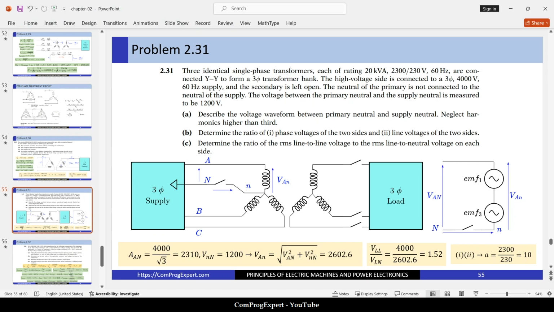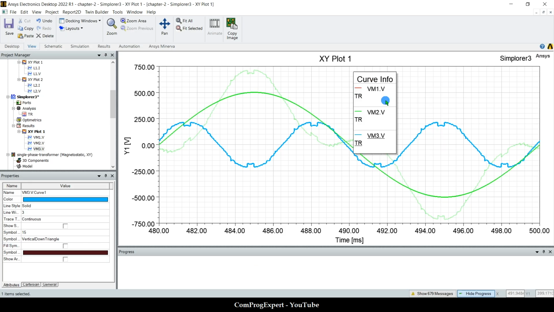So it is given here. What is the value of the voltage here, VAN? For this voltage, we can use the Parseval identity. That is equal to this one. VAN squared is VAN squared plus VNN squared. We have this, right? The voltage between the primary neutral and the supply neutral is measured as this voltage. So we have a higher voltage here. Also, you can see this in this figure.